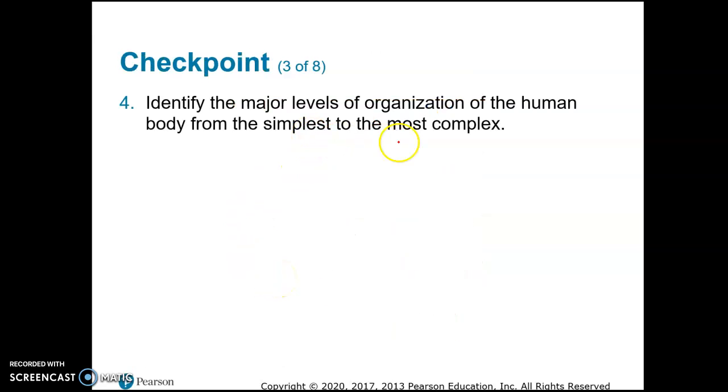And then you'll need to go from simplest to most complex. That means from atom all the way to the organism. You'll need to know that list in order.